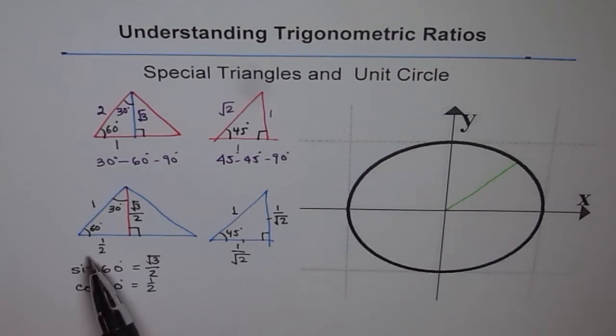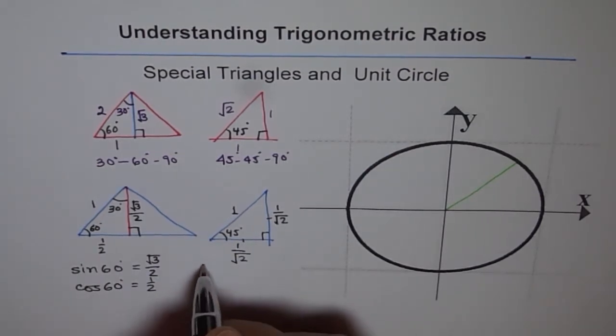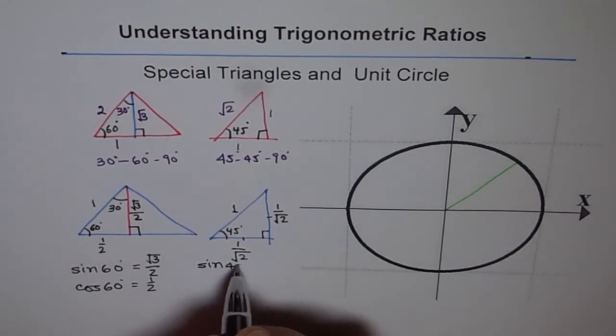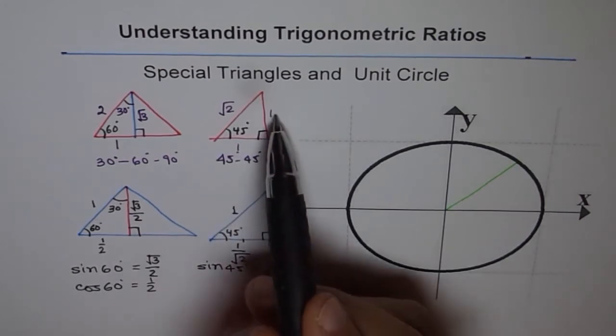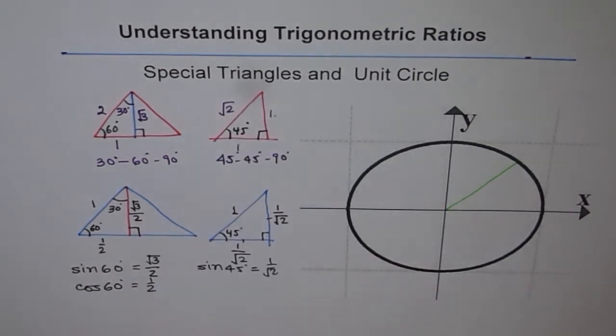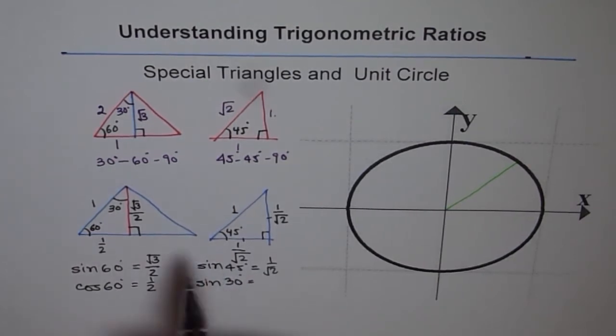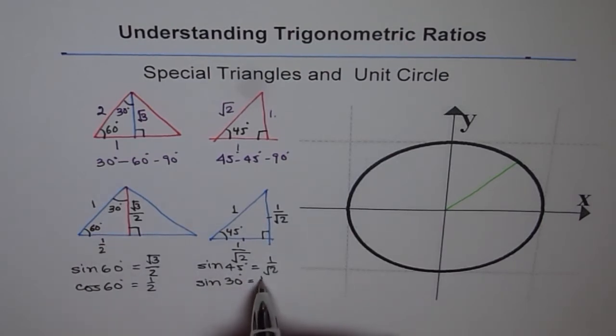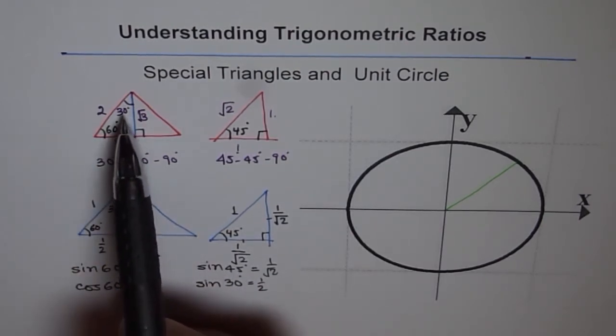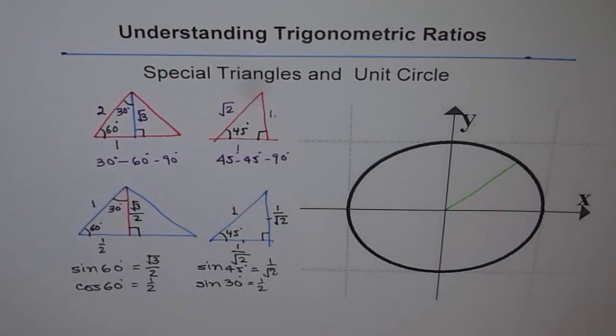Well, does it work for all the triangles? Let's check it out. What is sine of 45? Sine of 45 degrees is 1 over square root 2. Perfect. It matches. How about sine of 30 degrees? For 30 degrees, we need to look here. Now, opposite side of 30 degrees is half. Does it work from here? Yes, it does. 1 divided by 2. So that's the beauty of changing the hypotenuse to 1.